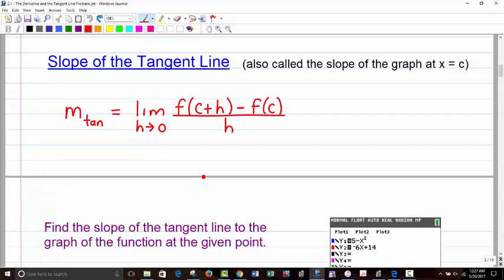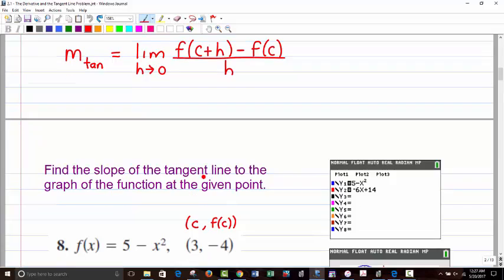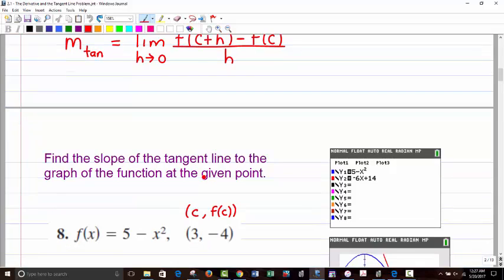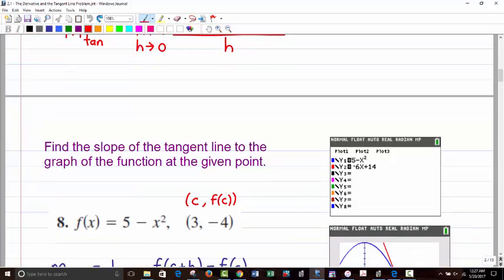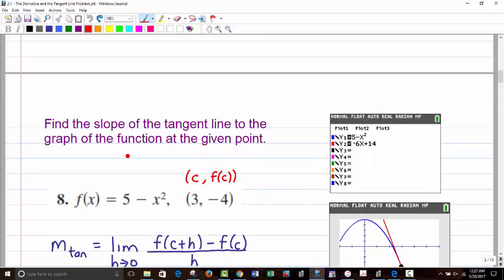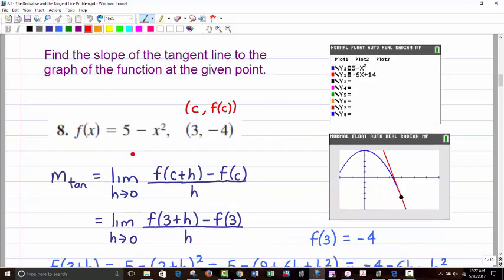All right, so let's take a look at this. We're going to find the slope of the tangent line to the graph of the function at the given point. They're telling us that f of x equals 5 minus x squared. And we have the point 3, negative 4.